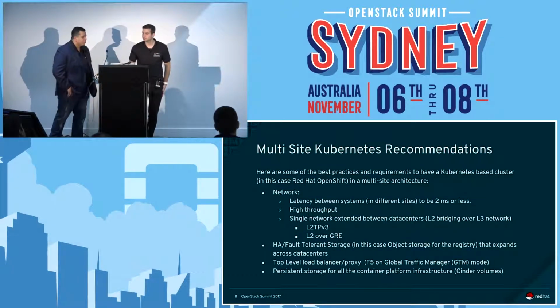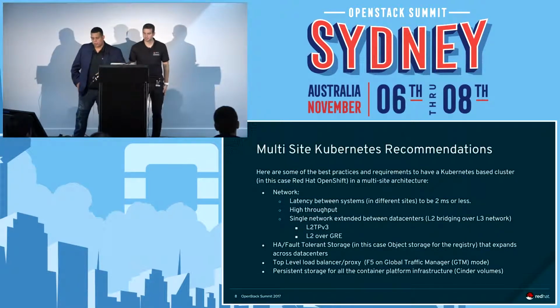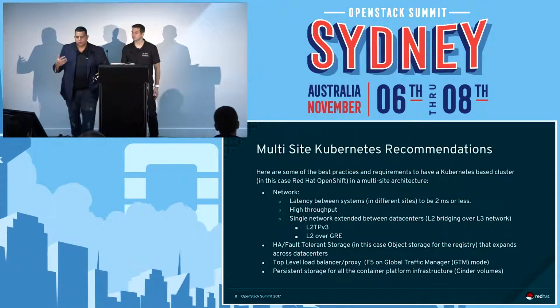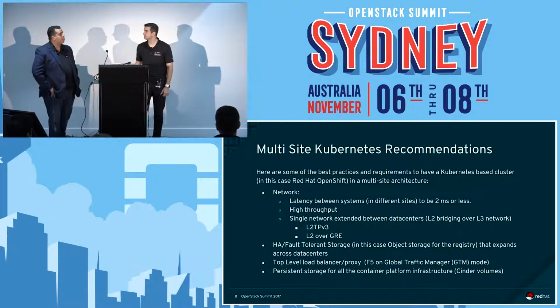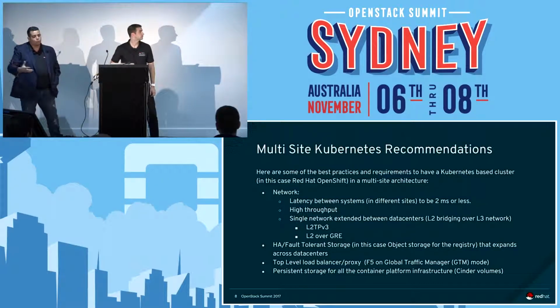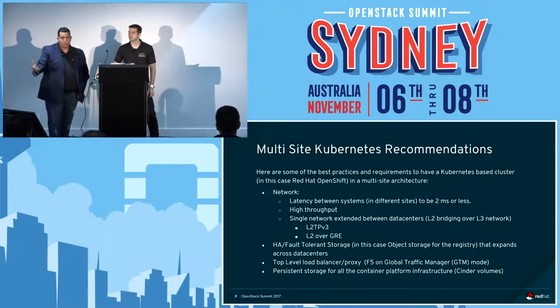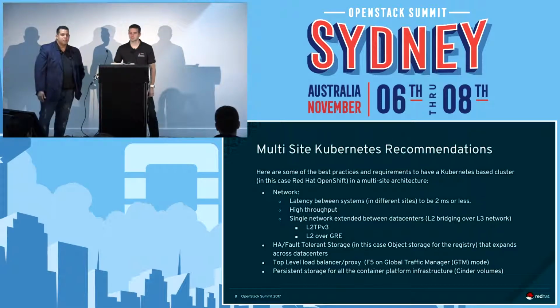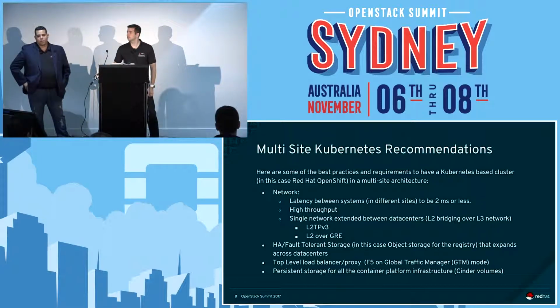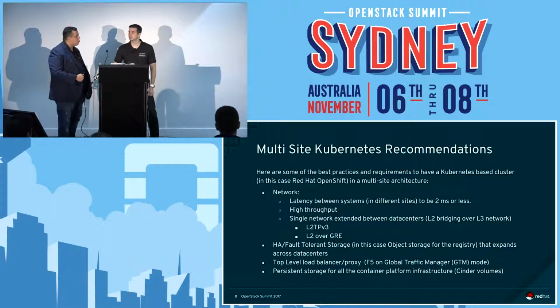Now, multi-site Kubernetes recommendations, and this is where the fun part comes, right? Here are some of the practices that we did for our experiment. We have 2 data centers, fairly close, like a couple of miles from each other. Full disclosure on that one. And number 1 is network and network latency.